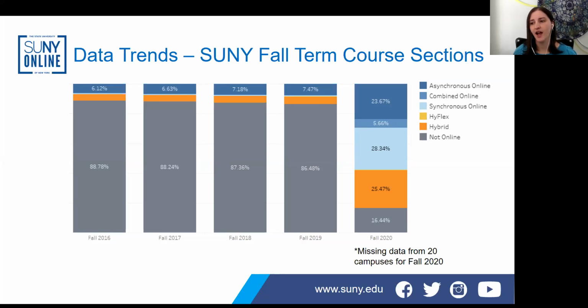And so Alex, yeah, I think we need to see how this actually turns out once we have all the data. But we're seeing a lot of synchronous here, which I guess I'm not too surprised by, because I think that's the remote format that a lot of courses took on.